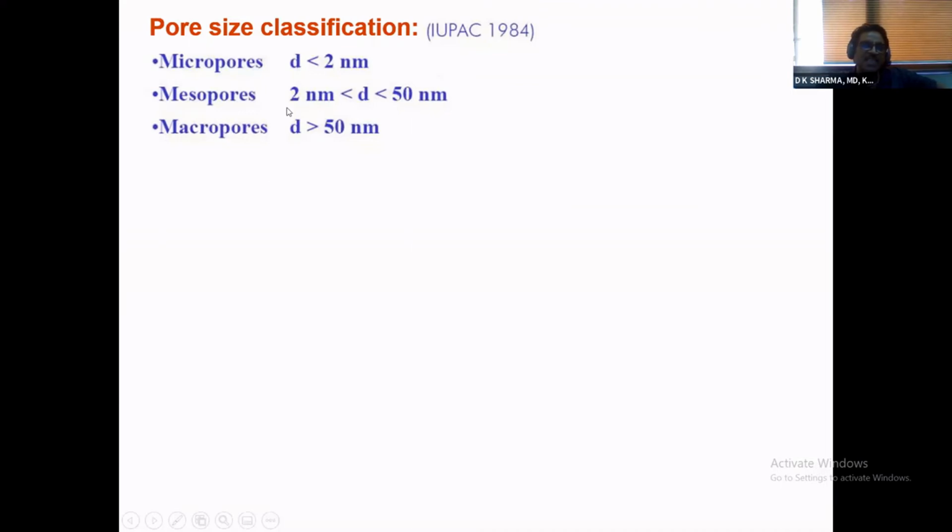Why I like this classification is because it tells you there is a basis on which it was done. Micropores were called any pores less than 20 angstroms or 2 nanometers. Mesopores were between 2 to 50 nanometers, and macropores were greater than 50 nanometers. Let me tell you in brief what these things are.